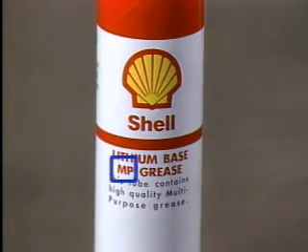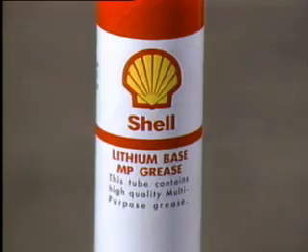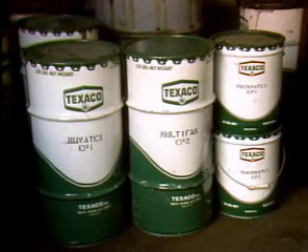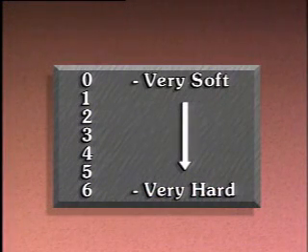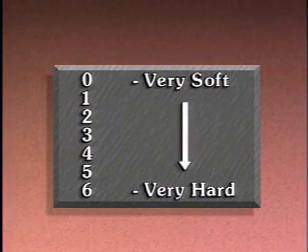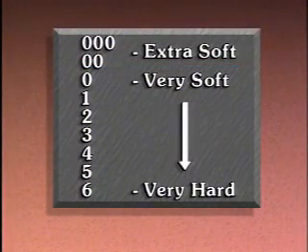The letters MP mean multi-purpose. It's called that because lithium greases are both water-resistant and able to withstand high temperatures. So they can be used in applications where both heat and water are factors. Grease is made in several different grades or consistencies. Grease consistency is measured on a scale from 0 for very soft grease to 6 for very hard grease. In general, the more thickener in a grease, the harder it is. There are also extra soft 00 and 000 grades.